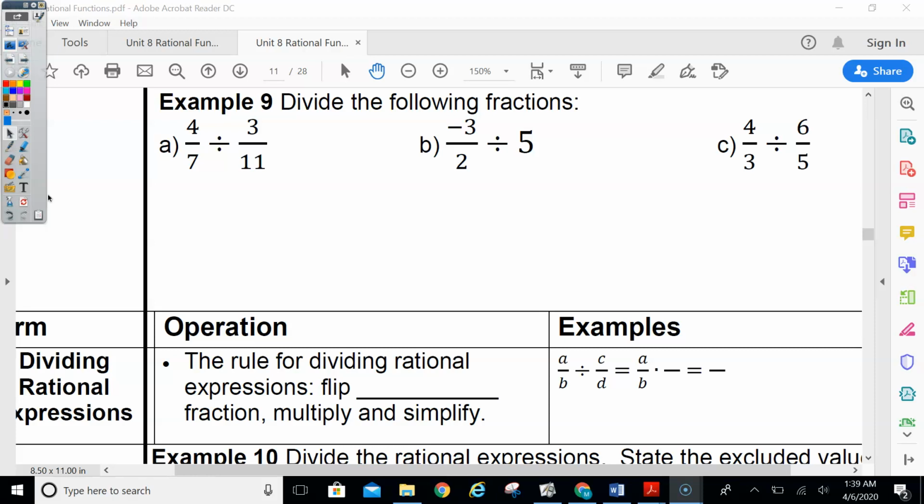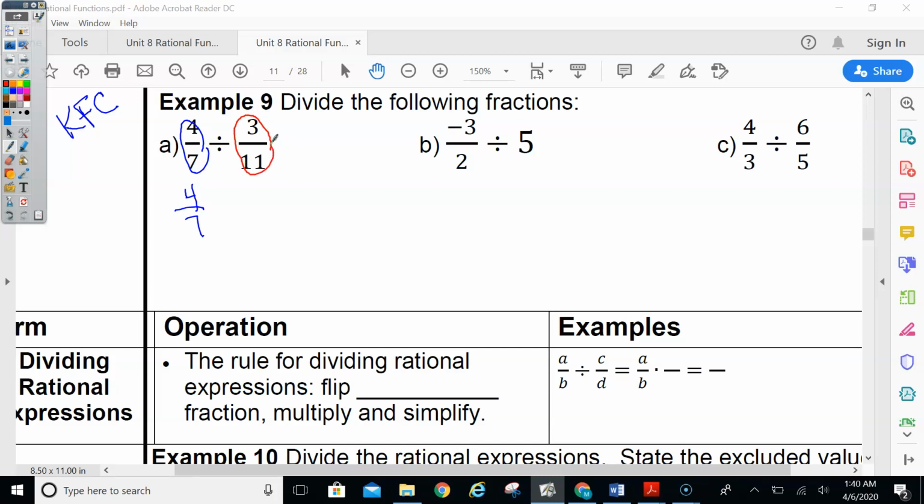Alright, and then finally we have dividing. So how do we divide fractions? If you remember, way back in like 5th grade, when you're dividing by a fraction, you're multiplying by its reciprocal. So you might have learned KFC, which means you keep the first one the same. When you're dividing, you multiply by the reciprocal.